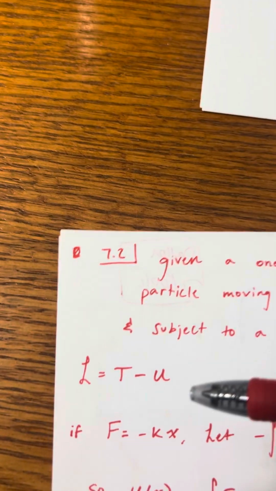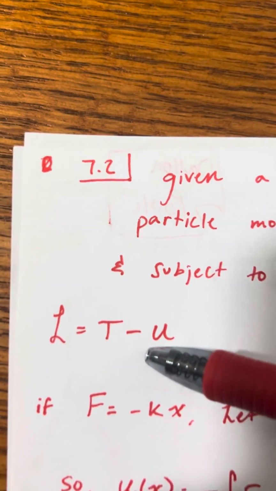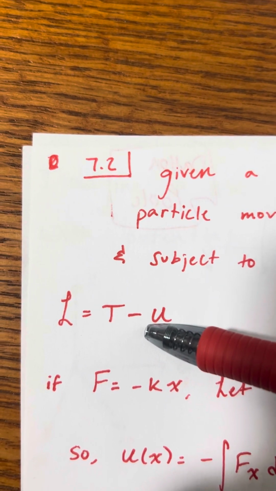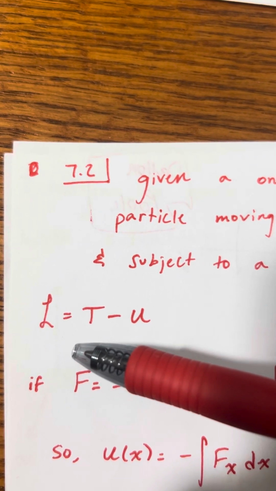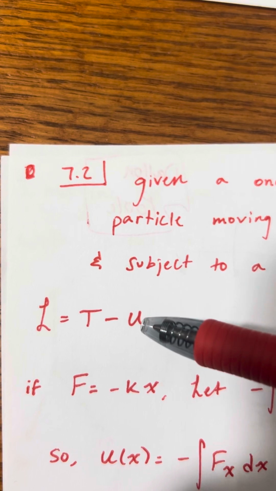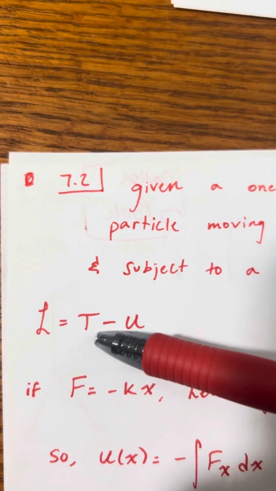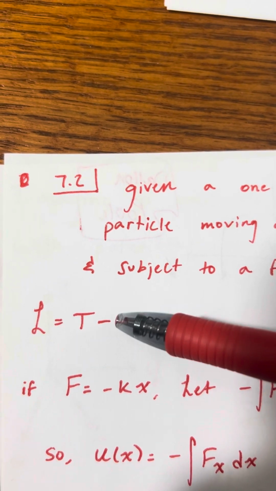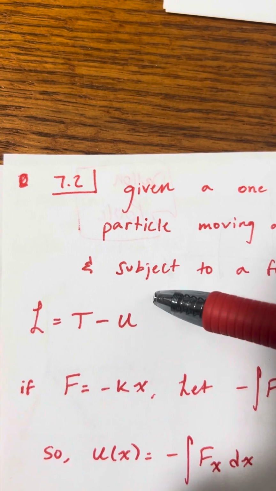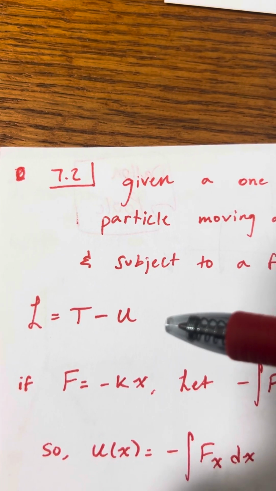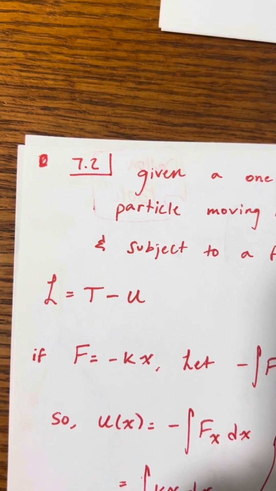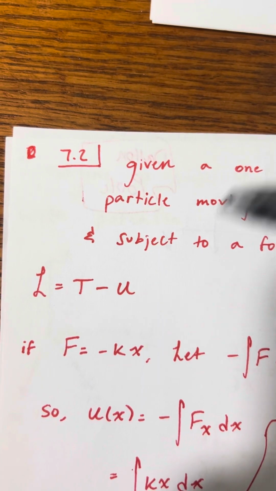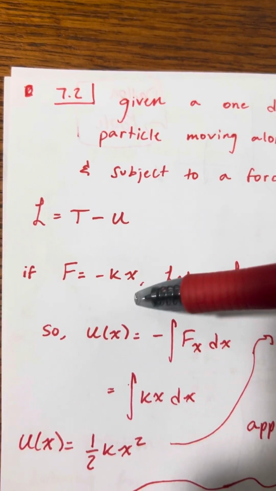So first things first, for Lagrangian mechanics, we're going to set up what's called the Lagrangian. And the Lagrangian just relates the kinetic energy and the potential energy, such that the Lagrangian is equal to the kinetic energy minus the potential energy, T minus U. So first things first, we've got to figure out what our potential energy function is. And the way we're going to do that is we're going to use the force that they gave us.